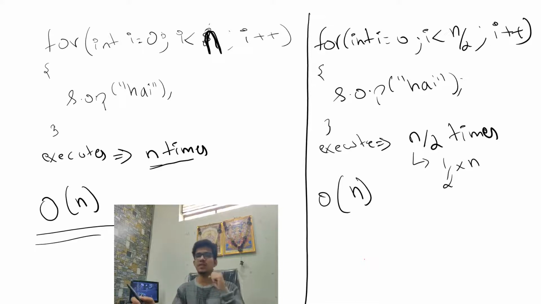That coefficient you have to ignore. Whatever number is there, you have to ignore. If you ignore that number, what else is remaining? n is remaining. You have to write that n. Is it clear? So here both of them are in the order of n only.